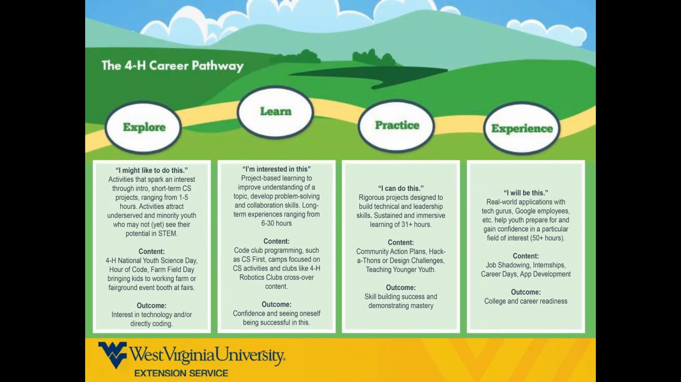Within the 4-H CS career pathway, we're thinking about how we want to ramp kids through to eventually thinking about this as a career: to explore, learn, practice, and experience. For today, we're going to be talking a lot about the explore and learn. Those would be the "I might like to do this" one-time activities, then multi-step projects, events, or camps through the learning of something they're interested in and might like to pursue more.